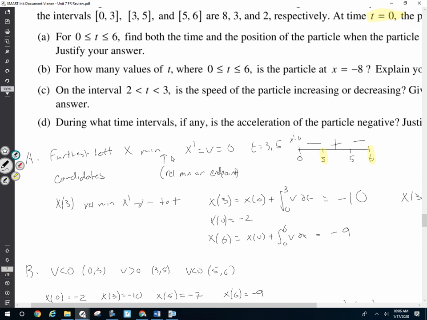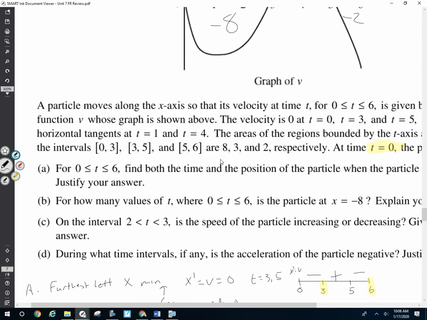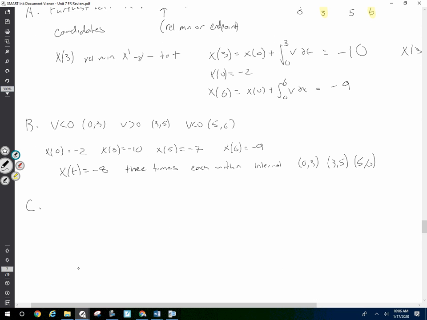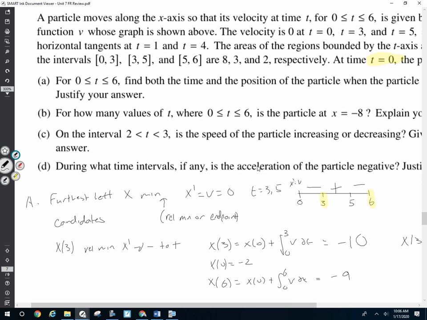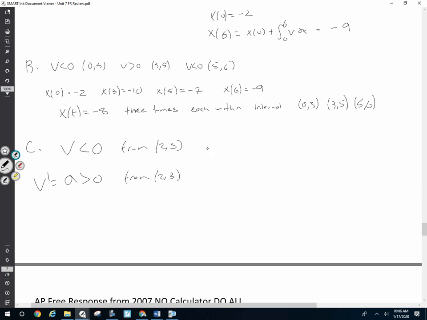Part C, is the speed of the particle increasing or decreasing from 2 to 3? Give a reason for your answer. From 2 to 3, velocity is negative. A is positive. How do I know A is positive? Tangent slopes of v, which are A, are positive. Since that's positive and velocity is negative, the speed is decreasing. The signs of velocity and acceleration are opposites.